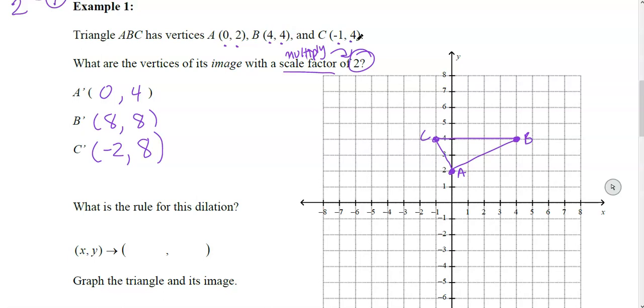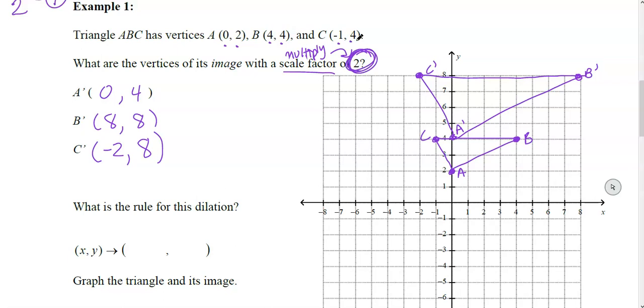So what you will do is, again, plot it: (0, 4), there's my A prime; (8, 8), there is my B prime; and (-2, 8), there's my C prime. So what happened to your image? Yep, your image got 2 times bigger.